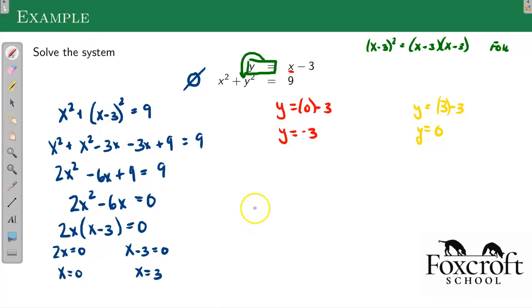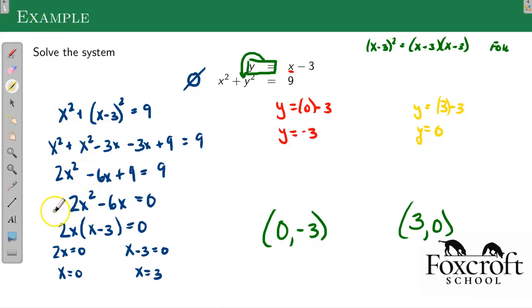Let's see, I'll write them in green. One answer is if x is 0, y has to be negative 3. So that's one answer to the system. The other answer is if x is 3, y has to be 0. So both those points will satisfy both equations. They're both on the line, and they're both on this circle. So really the only major difference, I say two, there are two major differences.